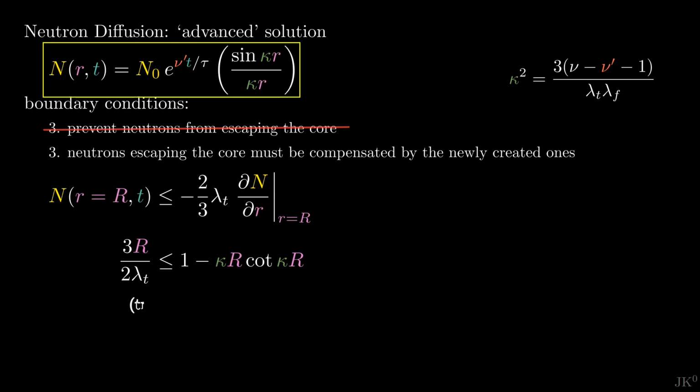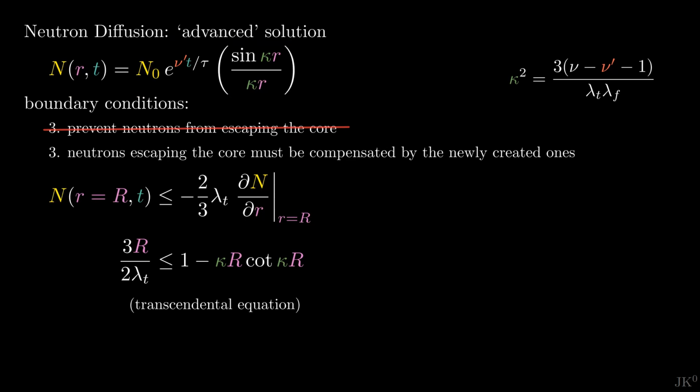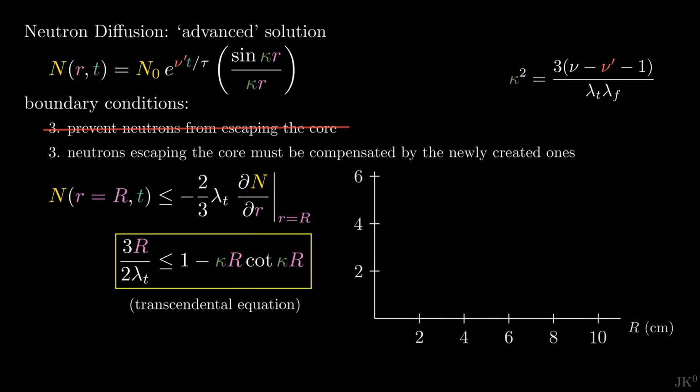This is called a transcendental equation. That means it cannot be solved analytically. The only way to solve it is using numerical methods. But there's also a nice way to visualize this kind of equation. What you do is you plot the left-hand side and the right-hand side, and you look for the point where they cross. In this case, the left-hand side is just a straight line in terms of r, which again is the radius of the sphere.